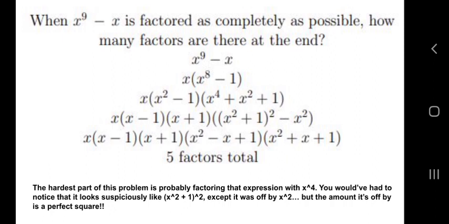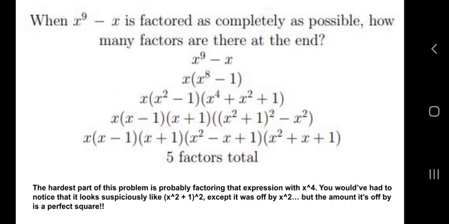Now, it looks like that's going to happen here, for sure. X to the 4th plus x squared plus 1 looks almost suspiciously like the quantity x squared plus 1 raised to the 2nd power. The bottom text here in bold actually describes this. The hardest part of this problem is probably factoring that expression with x to the 4th. You would have had to notice that it looks suspiciously like the quantity x squared plus 1 all squared, except it was off by x squared. So what do we get when we square x squared plus 1? We get x to the 4th plus 2x squared plus 1. But what we have in the problem is x to the 4th plus 1x squared plus 1.